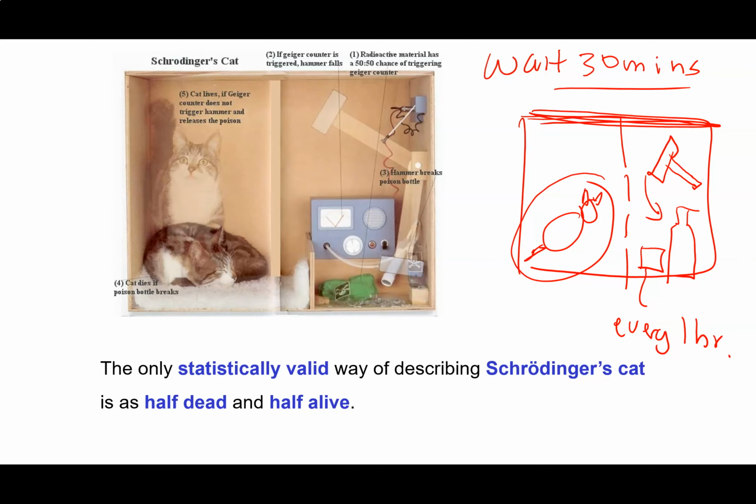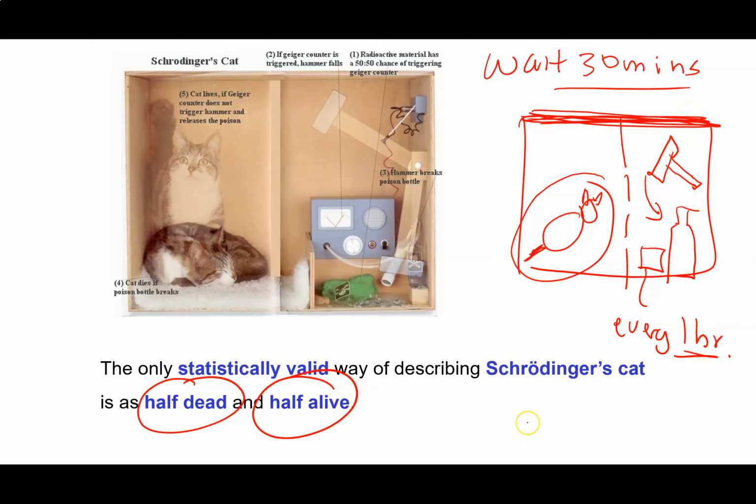Well, there's a 50-50 chance that the cat gets it, right? Because if you waited an hour, then it'd be approximately 100% chance that the cat died. But after 30 minutes, maybe it went off, maybe it didn't. It's exactly 50-50. So the best way of describing what's happening with the cat is that it's half dead and half alive, right? Now, we can't do any better than that because we can't look in the box.